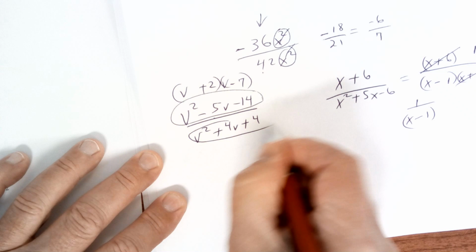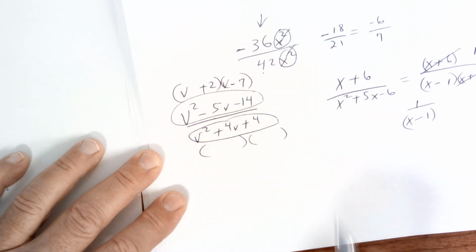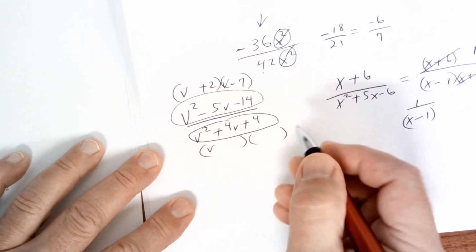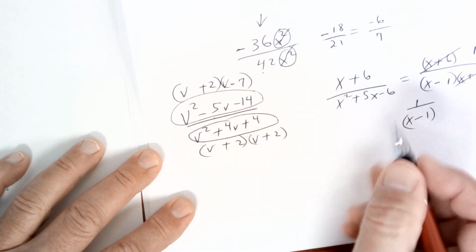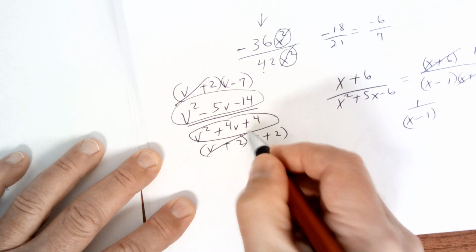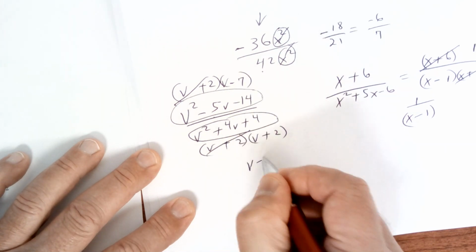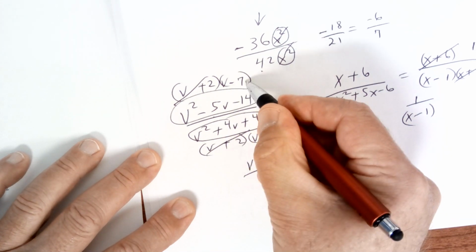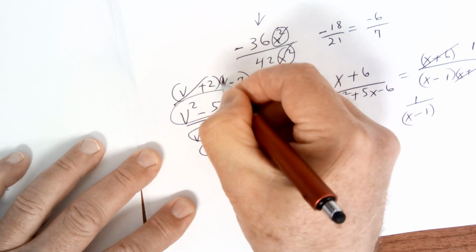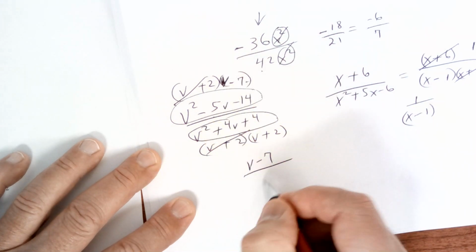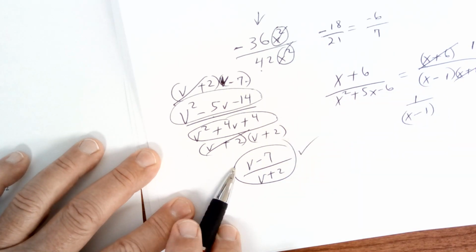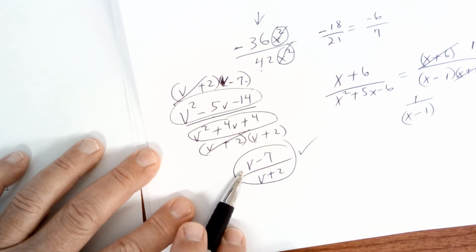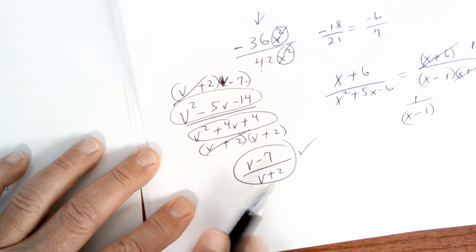We're going to factor this bottom one, excuse me, and to do this one, we're going to have 2 and 2 and pluses. And then this cancels with this. So your final answer is going to be v minus 7 over v plus 2. And that's all you can do. You can't split up these pluses and minuses. Like if you tried to cancel the v, it would be wrong.